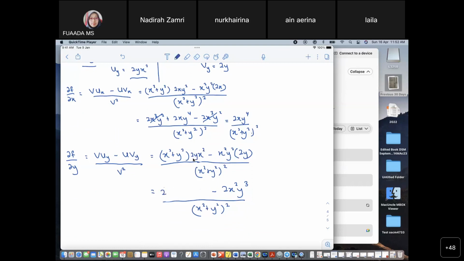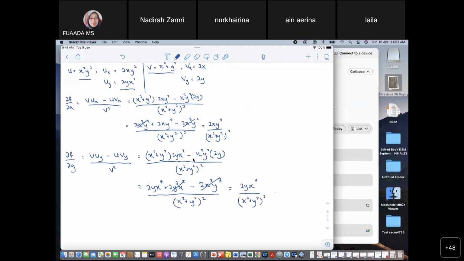So 2y x to the 4 plus 2y cubed x squared. So this is going. So we got 2y x to the 4 over x squared plus y squared, squared. Alright.